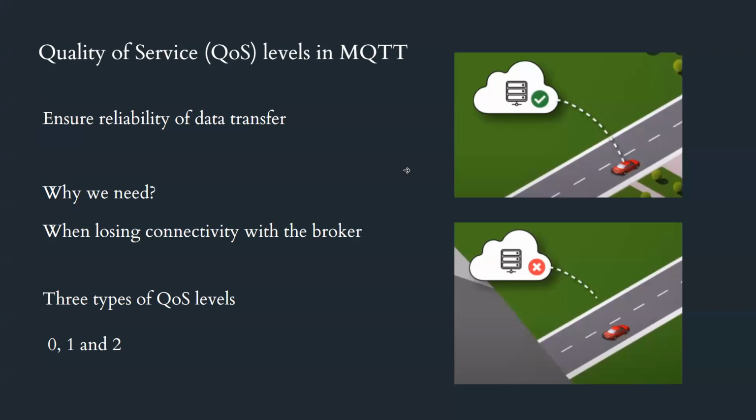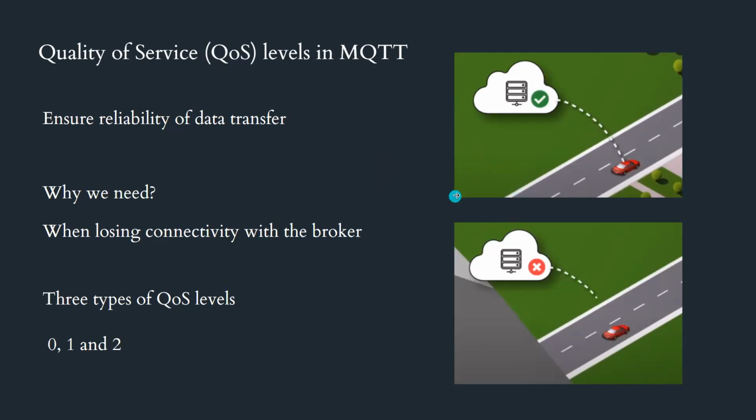So in the last class, in the last section, we came to the discussion about the quality of service levels. In the quality of service levels of the MQTT protocol, there are basically three types of QoS levels. These QoS levels are defined to ensure the reliability of the data transfer, especially for situations where we lose the connection with the broker.